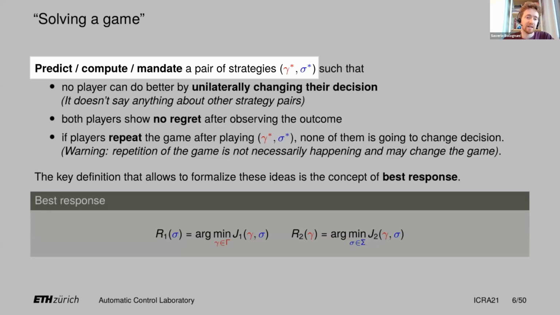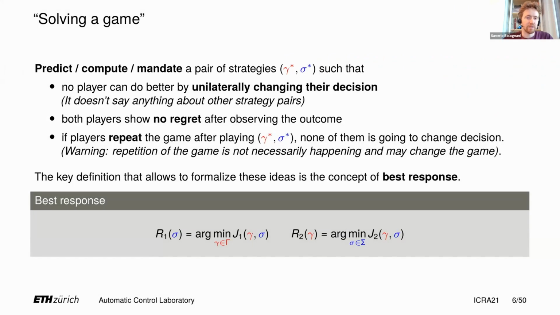In other cases, you think of autonomous vehicles, you can design what they should do, and you want them to be selfish but rational and able to decide what's the best thing to do. In some other cases, you can even decide to mandate something. So you could have a centralized, benevolent dictator that decides what's the best behavior for both, in a way that everybody's happy. These are just different flavors of what it means to solve a game. But the key idea behind the solution of a game is that you would like to find a pair of strategies so that no player can do better by unilaterally changing their decision.